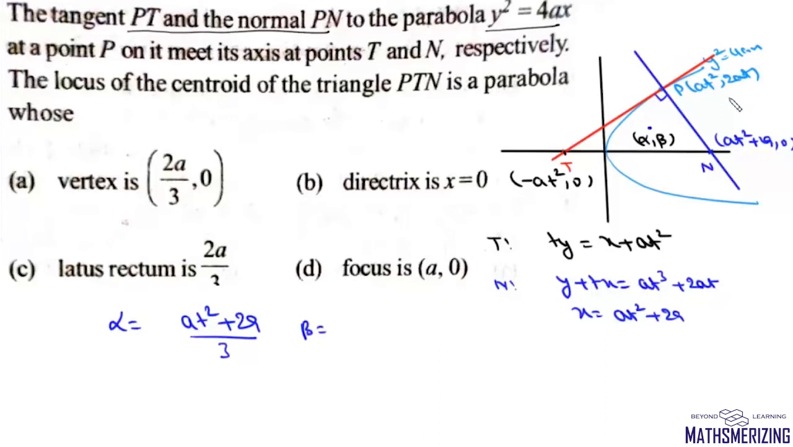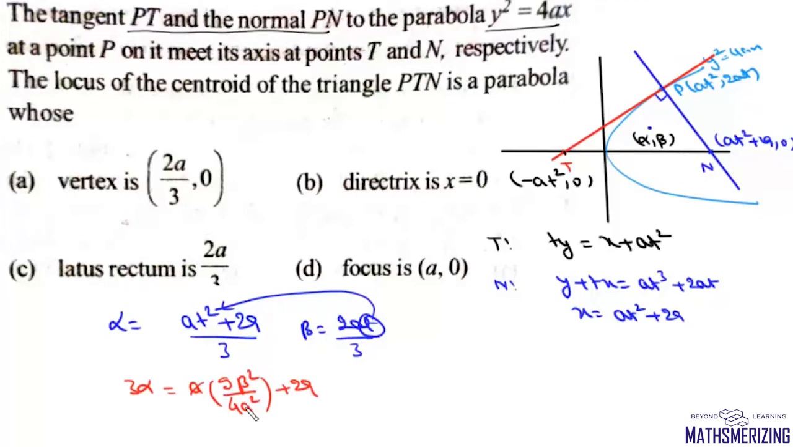Now beta in this case will be 2at/3. So 2at/3. Now we can eliminate this t. So we can write this equation as 3 alpha = a t² + 2a. Now in place of t we can write 3 beta/2a. So there will be 9 beta²/4a² times a, plus 2a. Now here a and a will cancel. So we can write this equation as 9 beta²/4a, and this is equal to 3 alpha minus 2a.